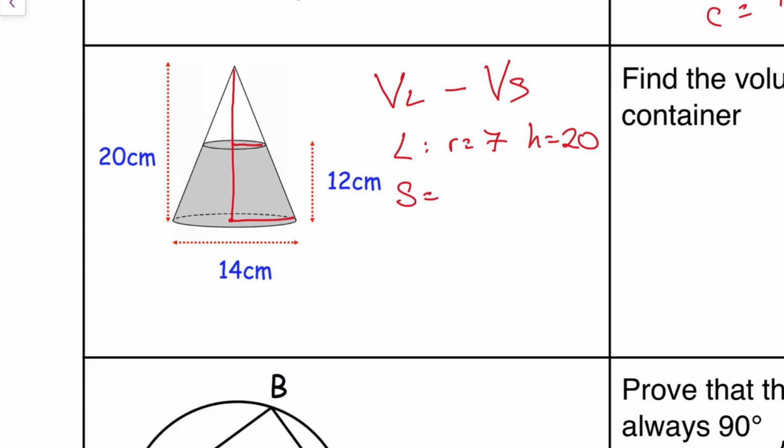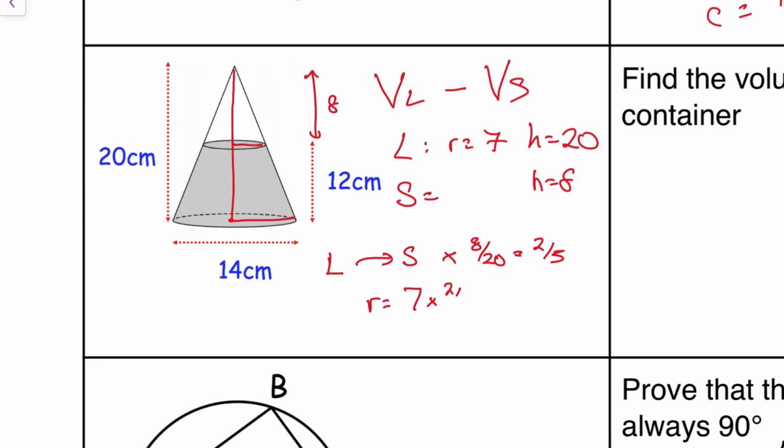For the small one, it's going to be slightly tricky, isn't it? So I know the height is 8, because it's 12 minus that. Now, if the height is 8, the scale factor to get from the large one to the small one is to multiply by 8 over 20, which is the same as dividing by 4, so 2 over 5. So therefore, my radius, this isn't a nice number, is it? So my radius is 7 times 2 over 5, which is 14 over 5.